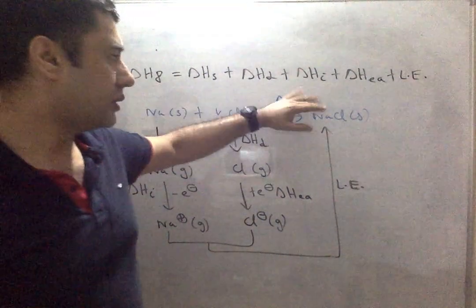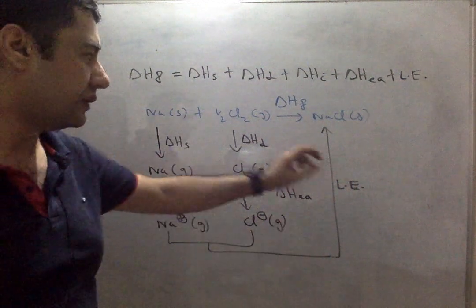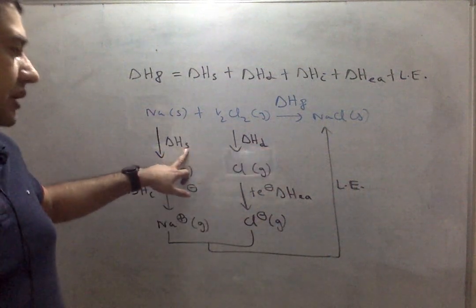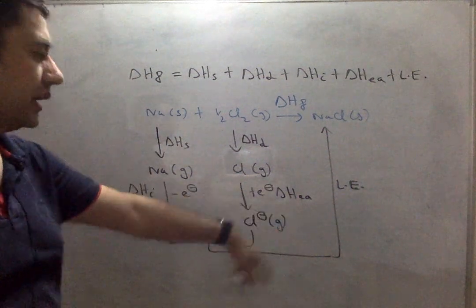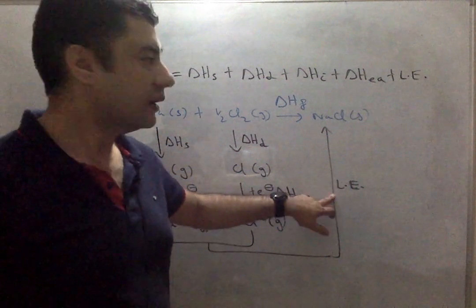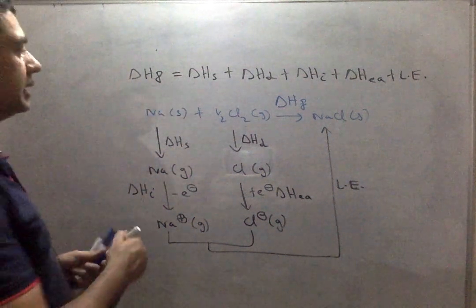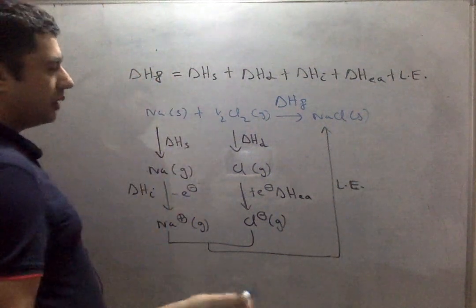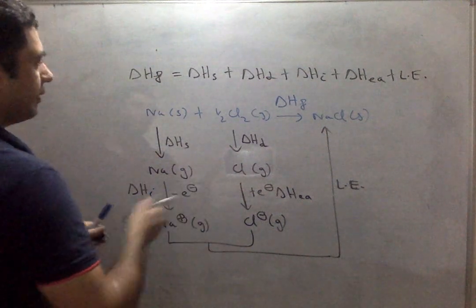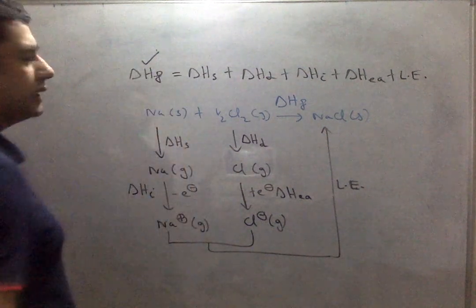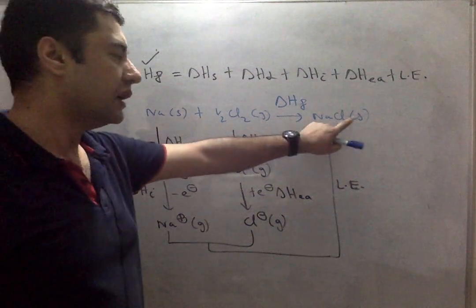So for the direct process, we have the enthalpy change delta HF, and for the indirect process, we have the enthalpy changes as sublimation, dissociation, ionization, electron affinity, and the lattice energy part. The sum of all these has to be equal to this as per Hess's law. So now we have the figures. Let's see what figures are available. We know this delta HF. The enthalpy of formation of sodium chloride is tabulated.